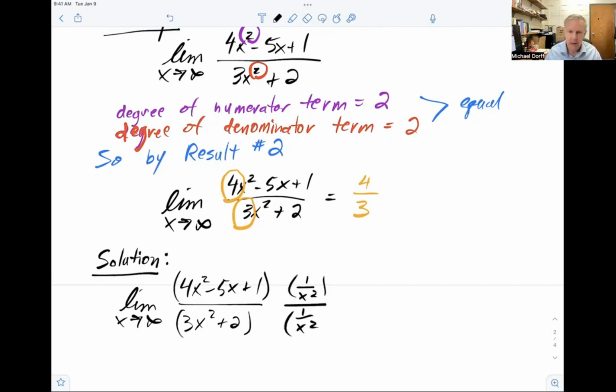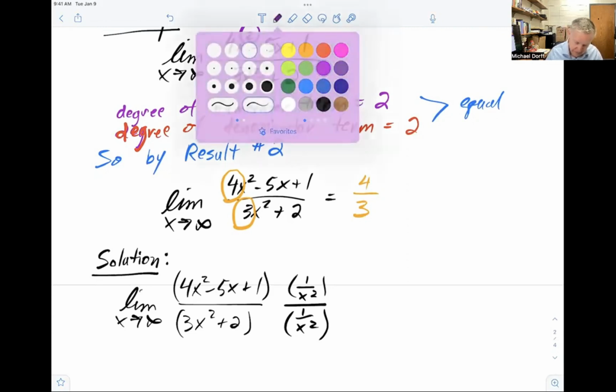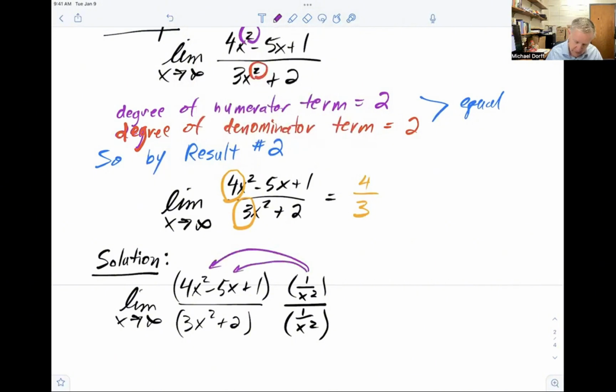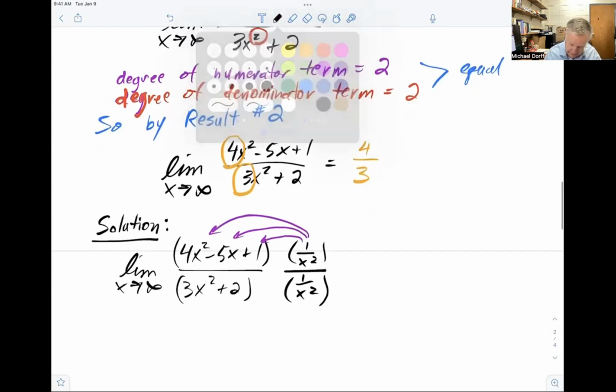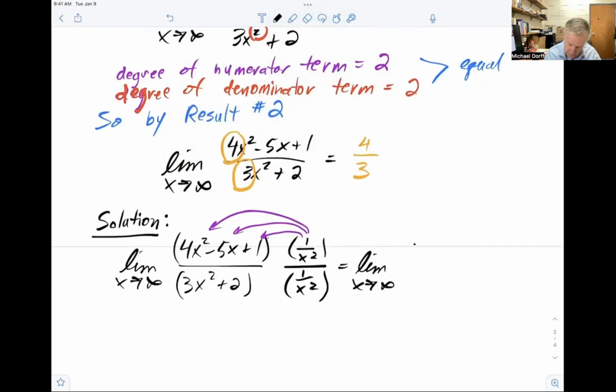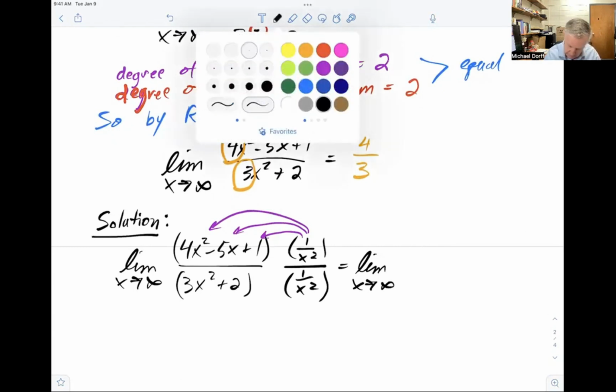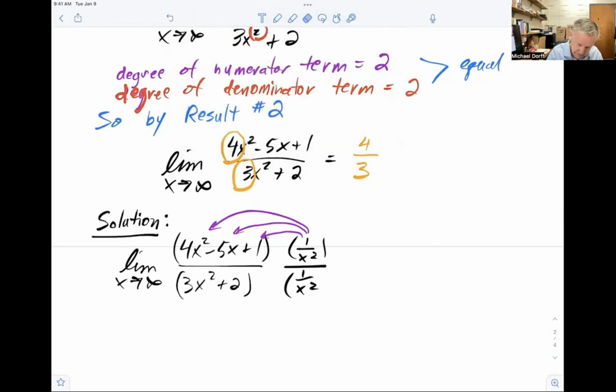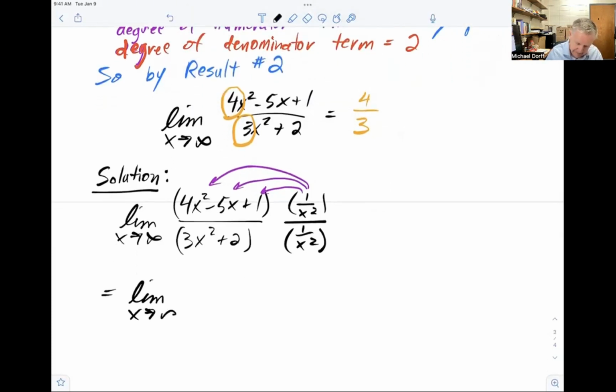I'm multiplying by the same thing on the top and the bottom, so it doesn't change the value of the function. And I have to distribute it, or multiply it, by every term on the top and the bottom. Let me write out all the steps here. I'm going to need a little bit more space. So I'm going to do limit as x goes to infinity. On the top, I'm going to have 4x squared times 1 over x squared minus 5x times 1 over x squared plus 1 times 1 over x squared. That's what I have in the numerator.